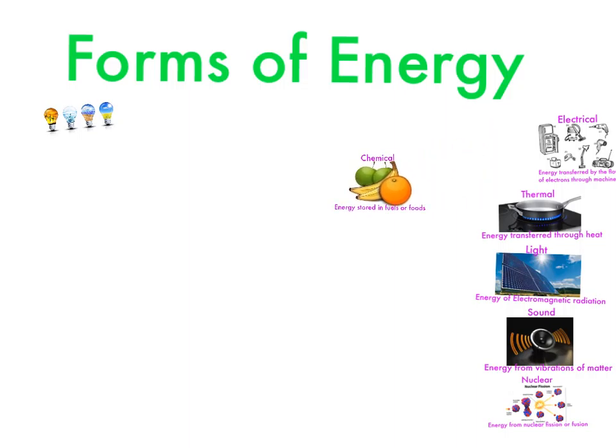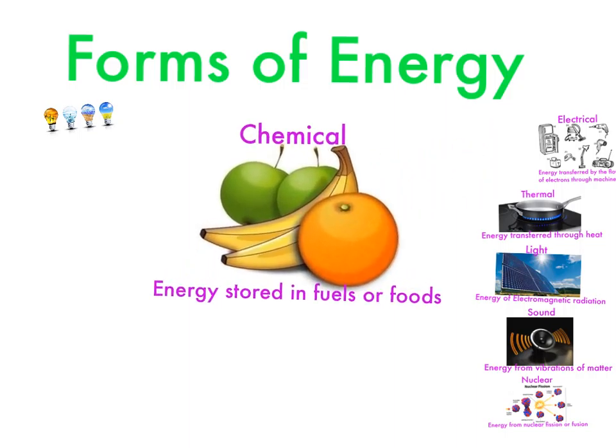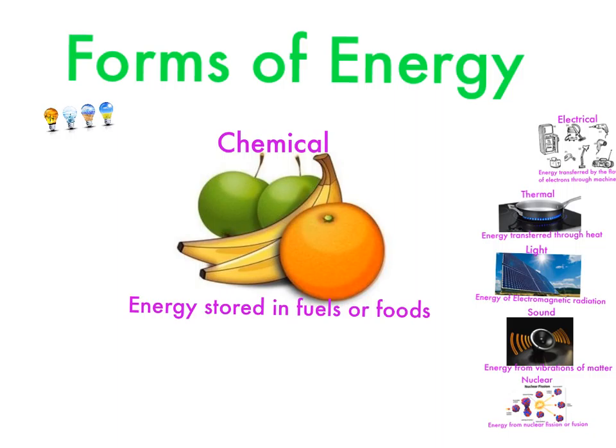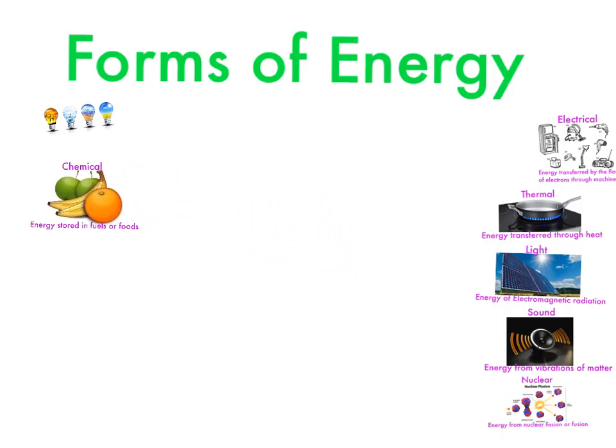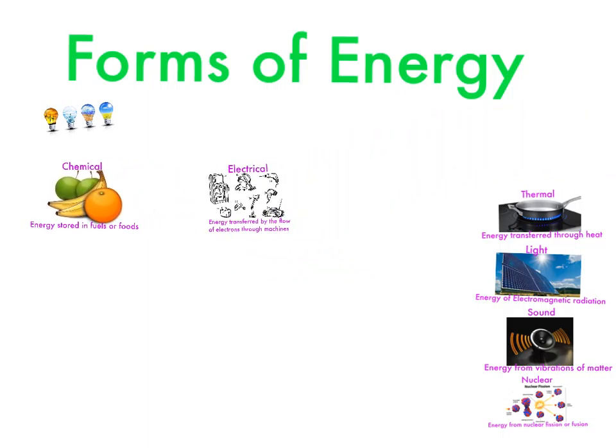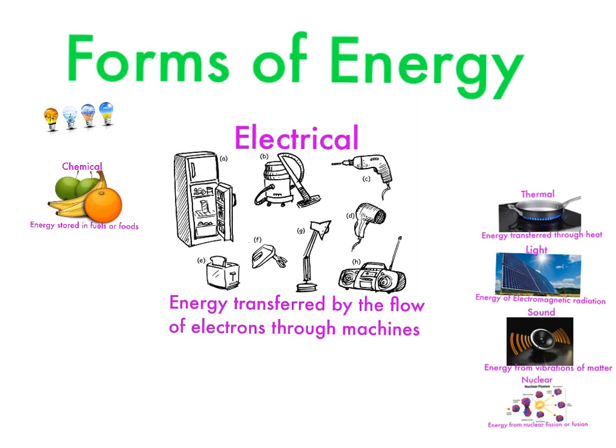The first of these forms is chemical energy. And chemical energy is the energy stored in fuels or foods. So like the oranges here, the bananas here, and the apples here. The second form of energy that we're going to talk about is electrical energy. Electrical energy is energy transferred by the flow of electrons, and it's usually through machines. So that's why you see the refrigerator, the vacuum cleaner, the light, all these things use different types of electrical energy. You know, your phone, your headphones, all those things are electrical energy.